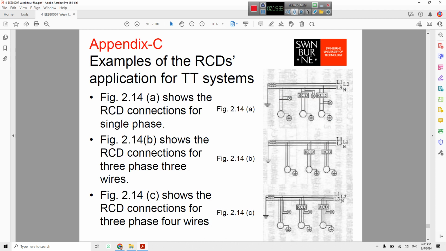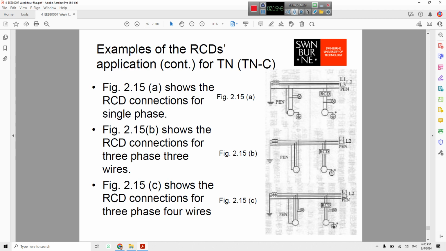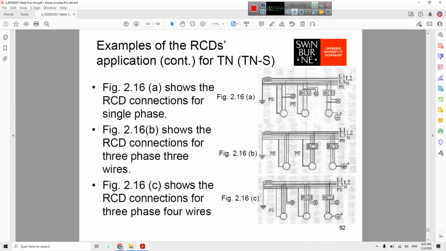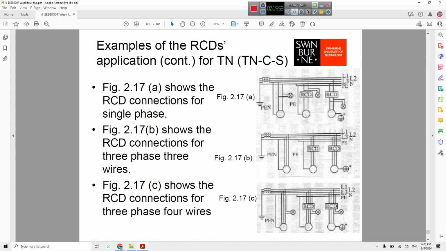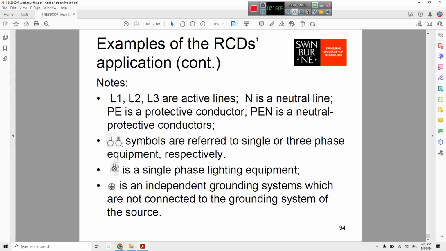And here is Appendix C. You can see the systems, how the RCDs are used in the TT system. This is used for the appliance, how three-phase, single-phase, and for TN system also you can see how they are installed for TN-S system. TN-C-S system also we can use the RCD. An example of RCD application, you can go through these slides by yourself.